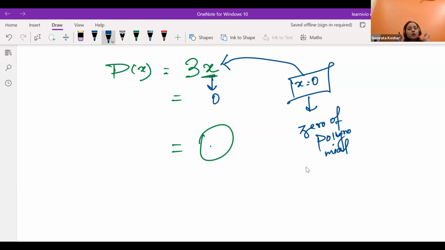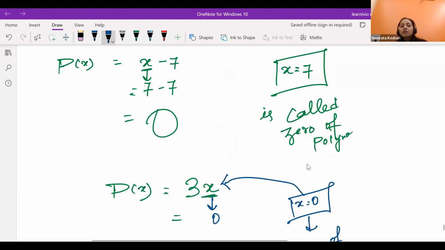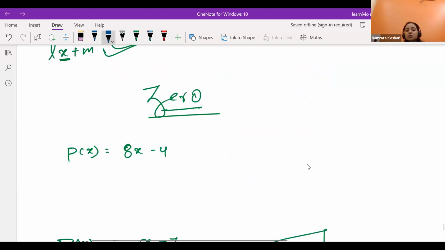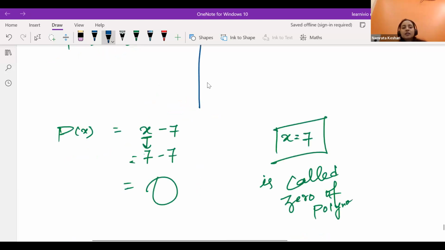Okay, so we understood what exactly is the meaning of 0 of the polynomial. Now here we have p(x) equals 8x minus 4. I will show you the method of finding the 0. Every time we will not just observe and guess what that x value can be. There is a proper method for finding the 0. Let me explain the method over here.